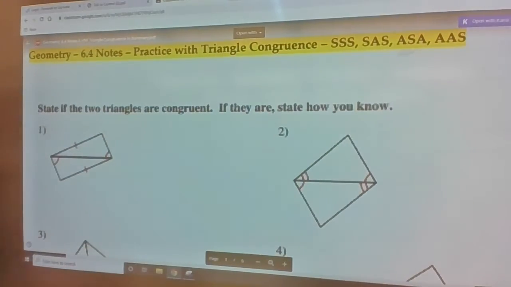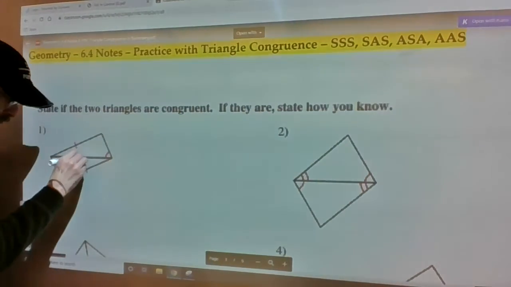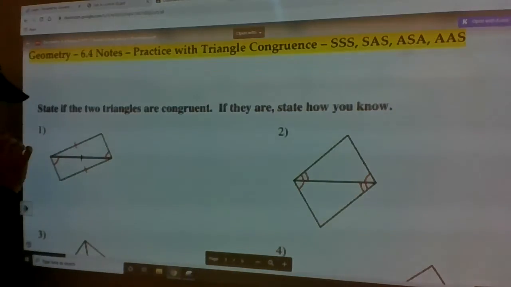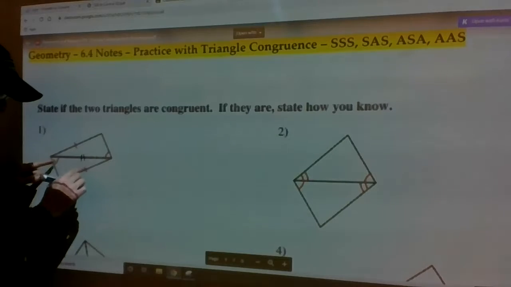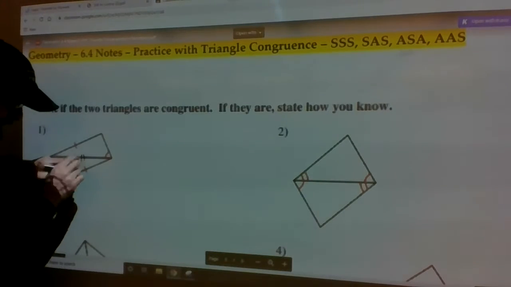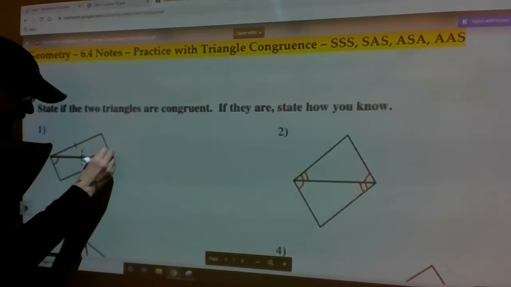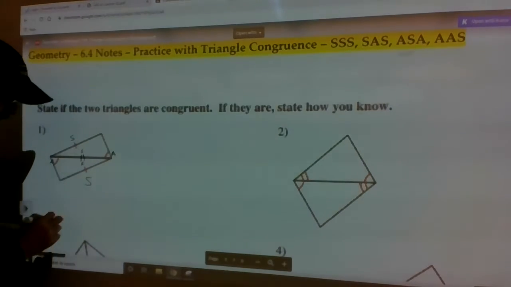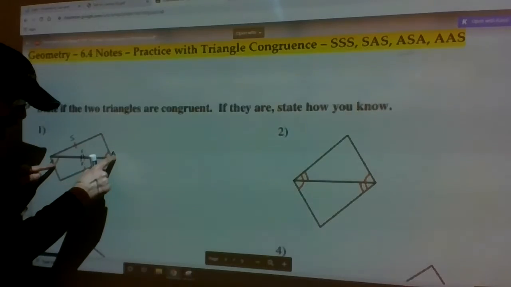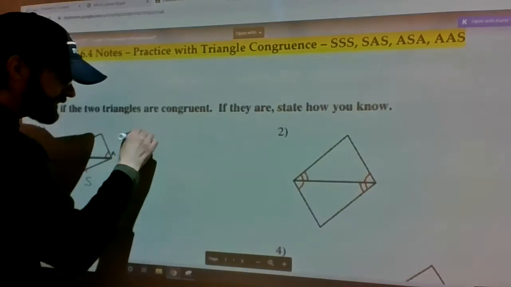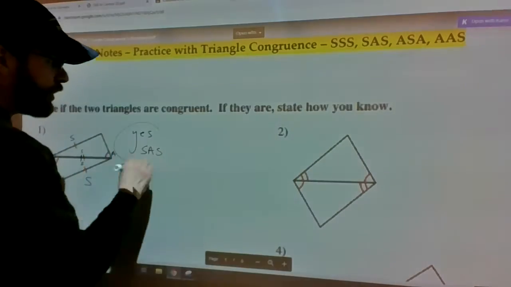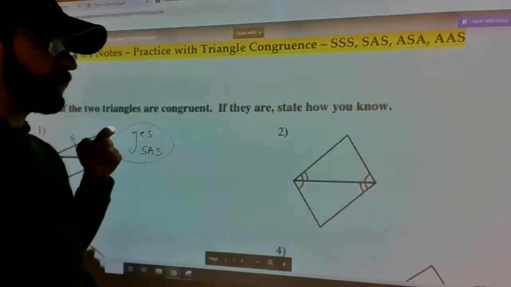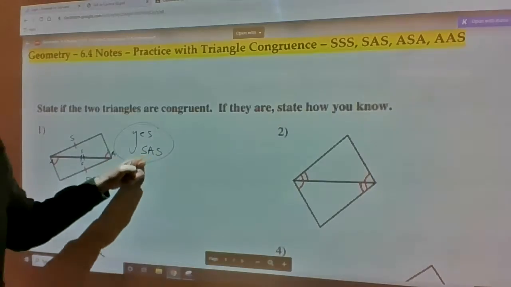All right, number one. These two triangles share this side right here. So if you're thinking about, this side's congruent to itself. This side's congruent to itself. You've got an angle that's congruent to an angle over here. And then you've got another side with another side. Side, angle, side. So yes, side, angle, side. That's all we're doing so far. We're stating if the two triangles are congruent. Yes, they are. How? Because of the side angle side postulate.